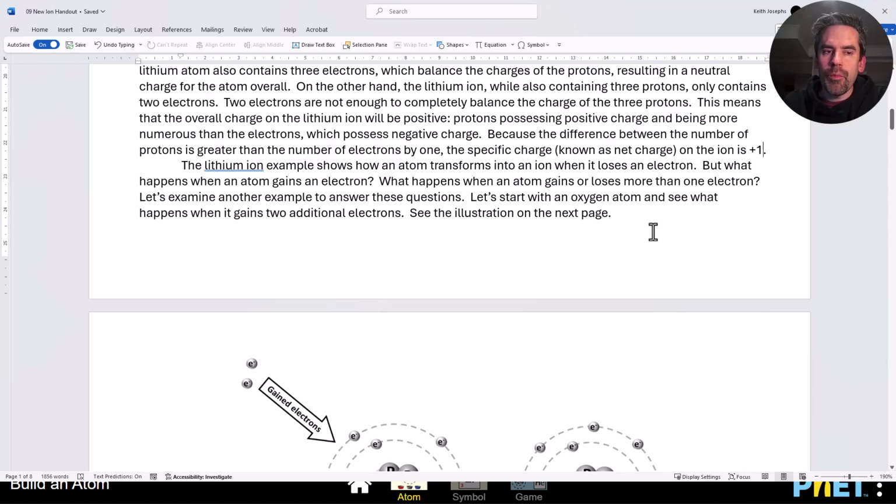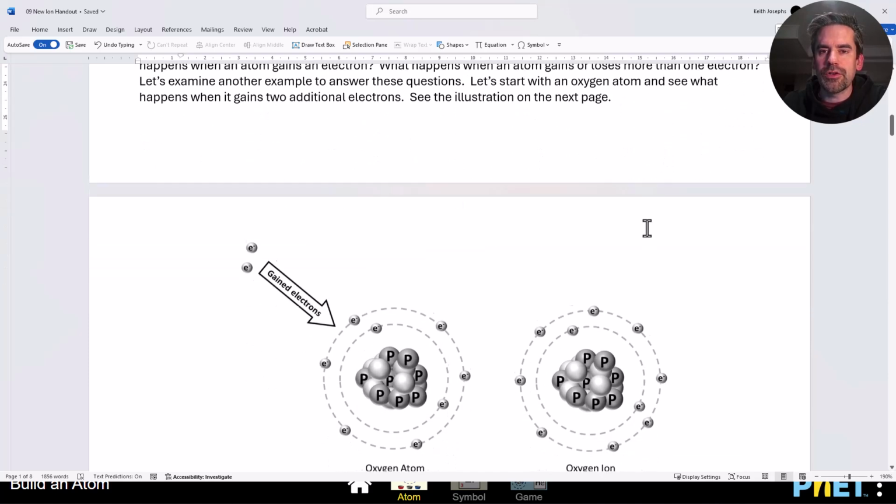But what happens when an atom gains an electron? What happens when an atom gains or loses more than 1 electron? Let's examine another example to answer these questions. Let's start with an oxygen atom, and see what happens when it gains 2 electrons. See the illustration on this next page.